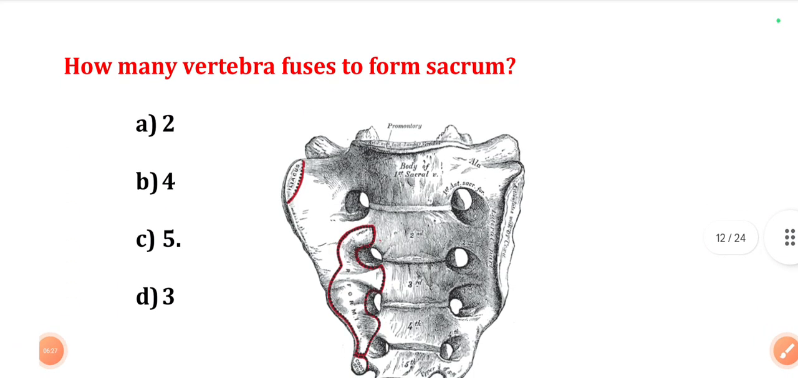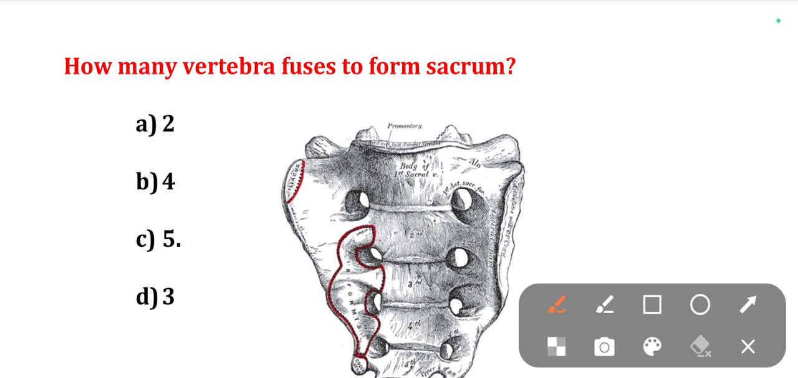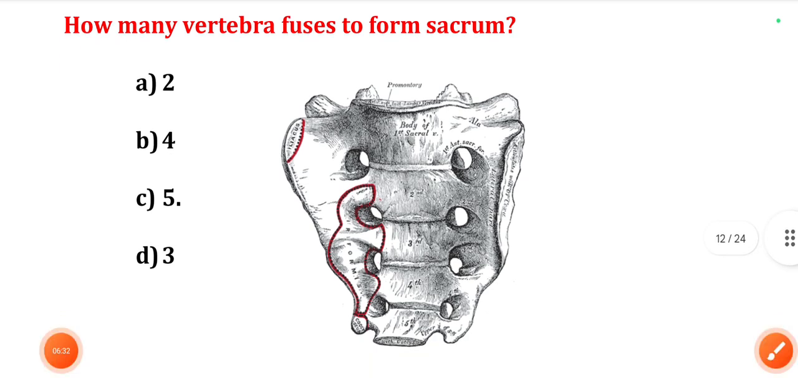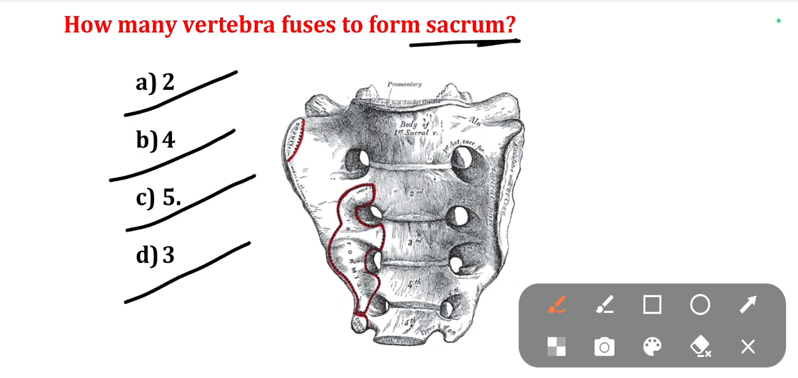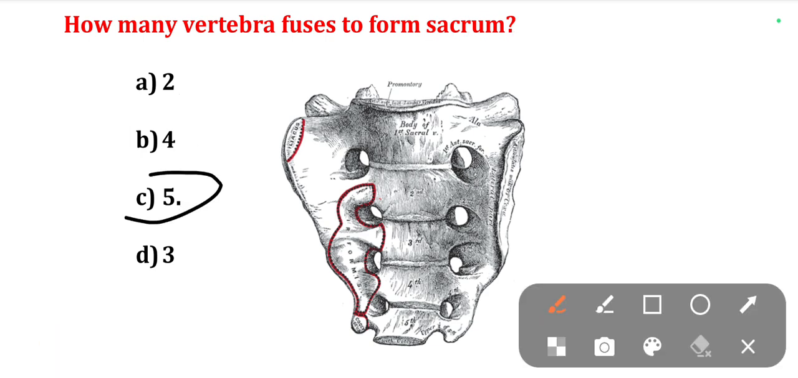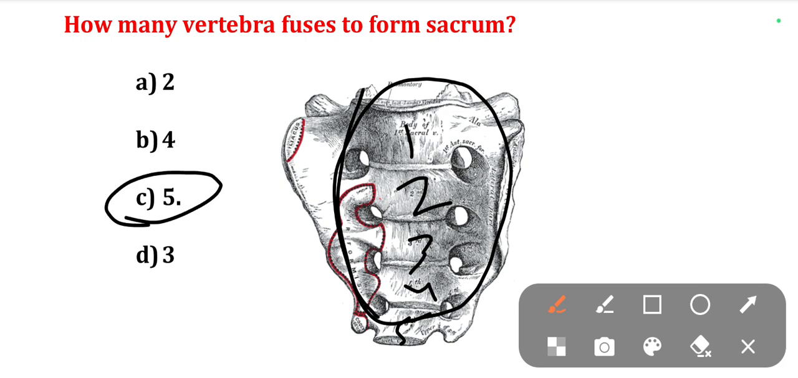How many vertebrae fuse to form a sacrum? So sacrum is the last part of the vertebral column. So how many bones form a sacrum? Options: 2 bones, 4 bones, 5 bones, and 3 bones. The right one is 5 bones. So in the picture you can see the 5 bones over here. 1, 2, 3, 4, and 5. So the sacrum is made with the 5 bones.